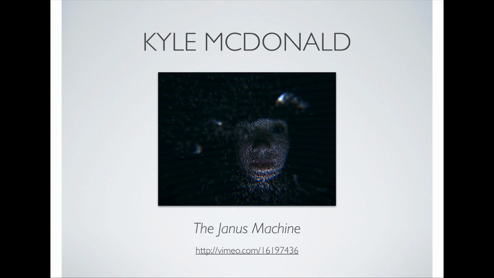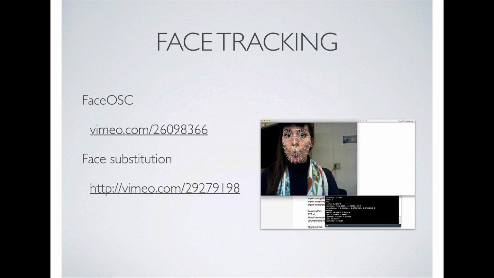So a couple of projects to have a look at before we get into the code. Kyle McDonald's The Janus Machine is a really interesting project where he takes bitmaps of faces that are in 3 dimensions, so he's using a depth plane and manipulates those in 3D space. So have a look at that. And this is another interesting system for face tracking called Face OSC. There's a couple of videos there that explain how you can use face tracking to control systems and how you can also do face substitution with face tracking.